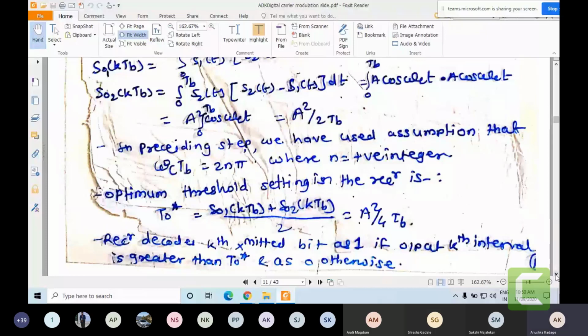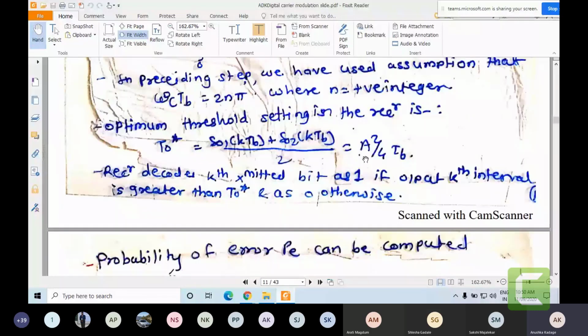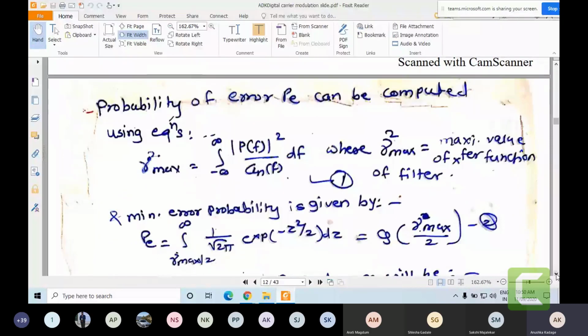So with respect to this optimum threshold value, either A square cos square omega ct will be compared or 0 will be compared, and based on that the transmitted bit decoding will be done as 0 or 1. Now we will check what is the value of probability of error for this ASK modulation. So this will depend upon sigma square x.